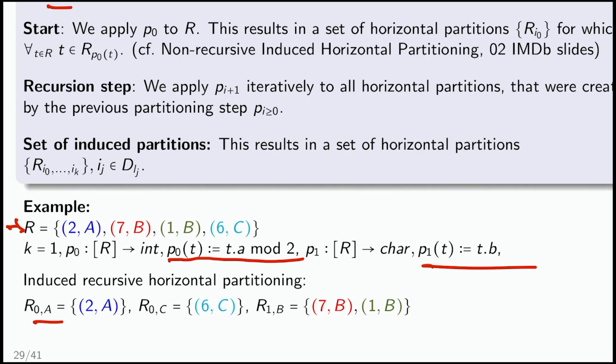So 0 means P0 returns 0. And the second A means P1 returned this capital A. So all of the elements in this partition, all tuples in this partition R0, A, have the property that when you apply those partitioning functions, the return value of P0 is 0 and the return value of P1 is this capital A. I'm just applying the partitioning recursively here.